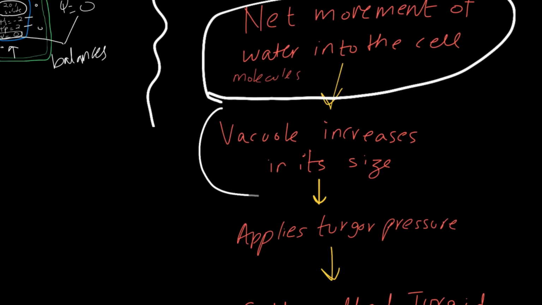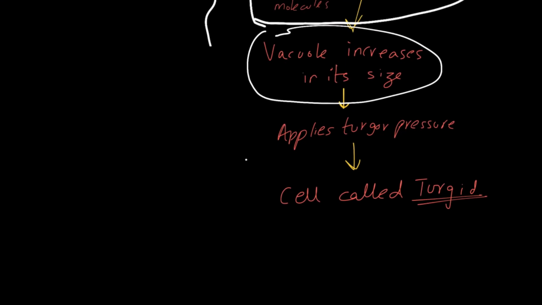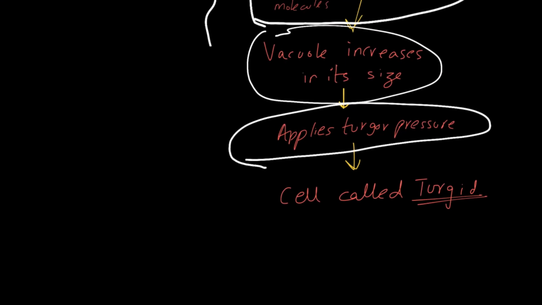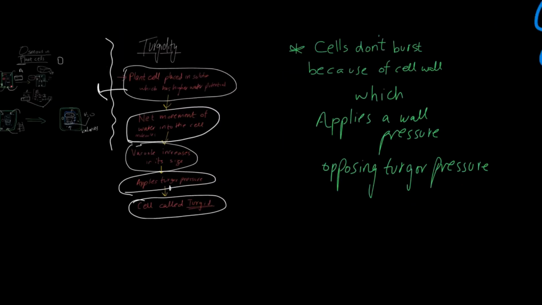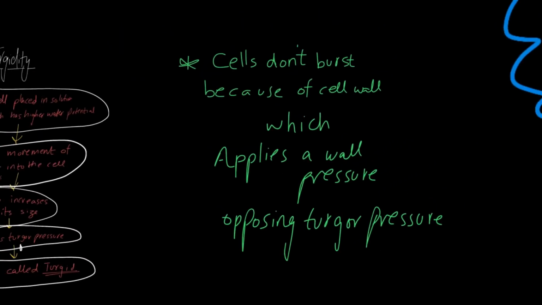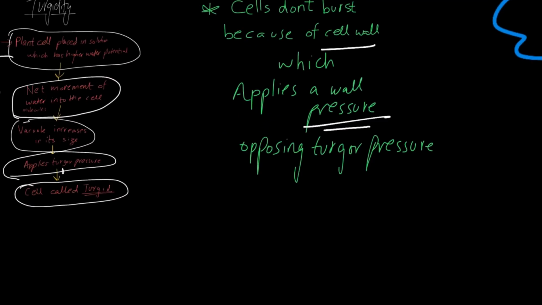The vacuole, as a result, increases in its size and it pushes. This pushing is done due to turgor pressure applied by the vacuole on the walls, and the cell is thus called turgid because of this turgor pressure applied on the walls. Now, cells, as I mentioned, plant cells, these are only for plant cells. Plant cells don't burst because of the cell wall, which applies a wall pressure. And this wall pressure that I just showed is opposing the turgor pressure.